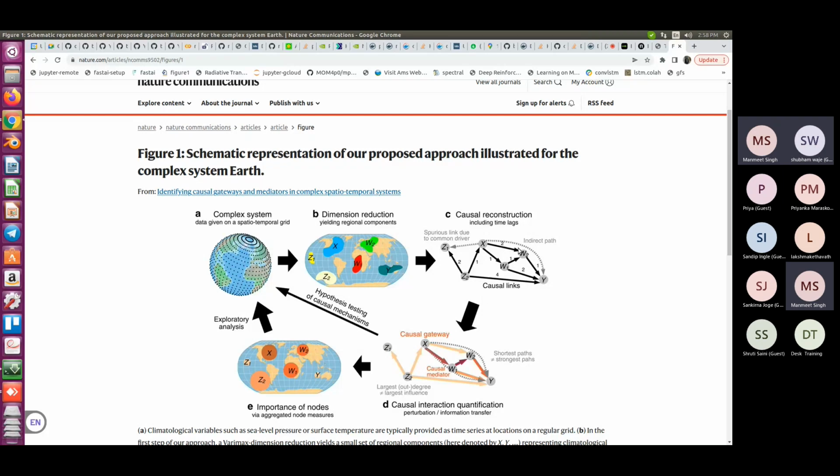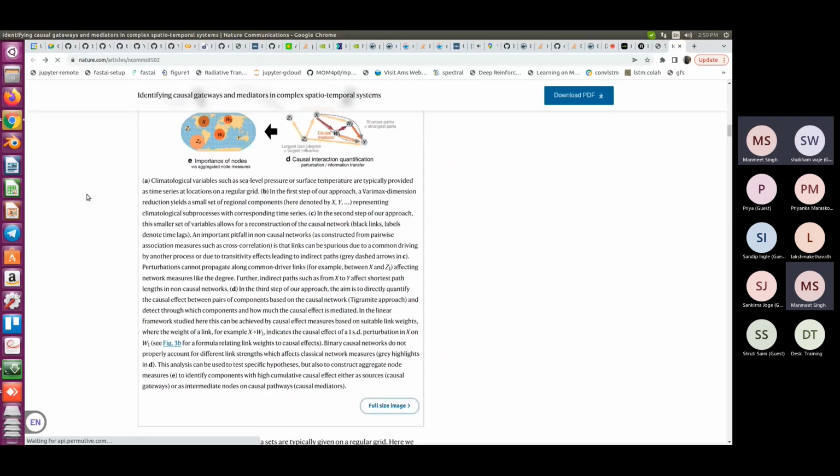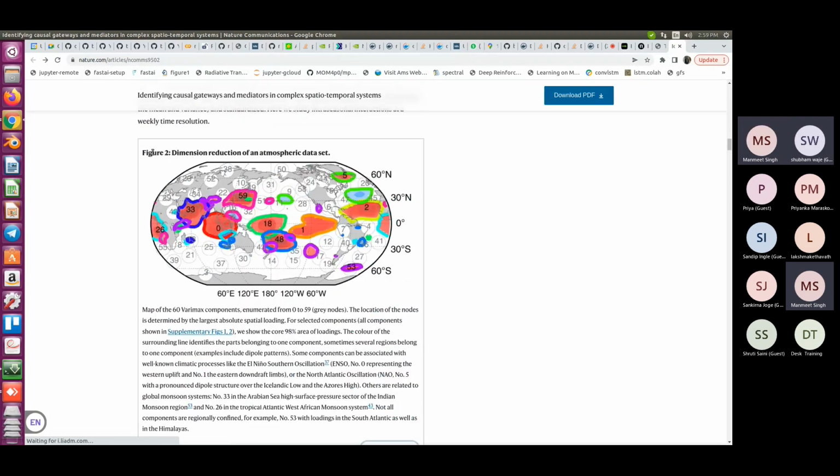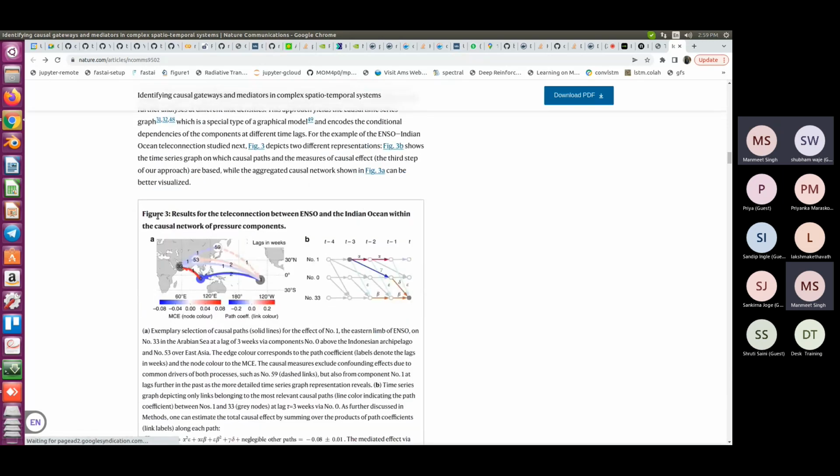So you can construct this kind of a causal graph, and you can do causal interaction quantification. You can find out what, for example, this mediator would do, and this would in turn give you the importance of nodes via aggregated node measures. So you can derive physical relationships in your data using this technique. Okay, so this is the dimension reduction of an atmospheric dataset: a map of 60 Varimax components enumerated from 0 to 59. He's first doing this, and then results for the teleconnection between ENSO and the Indian Ocean within the causal network of pressure components.